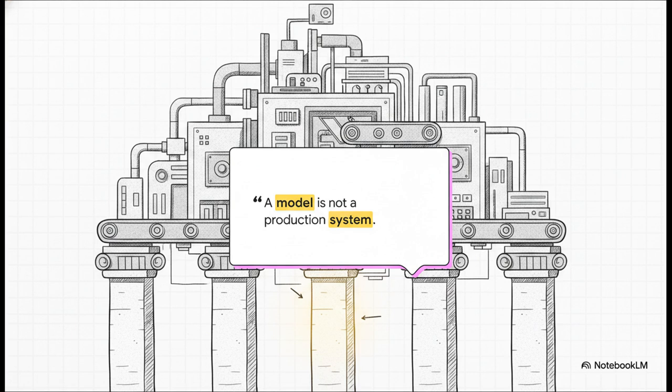This framework points out a really hard truth that we all need to hear. A model is not a production system. It's just not. It's literally just one tiny component within a much larger machine. Deploying enterprise-scale agents requires a strict, rock-solid engineering foundation built across 5 distinct pillars. And if we ignore even one of these pillars, well, the whole system is at risk of collapse. So let's look at the very first pillar we absolutely have to construct.